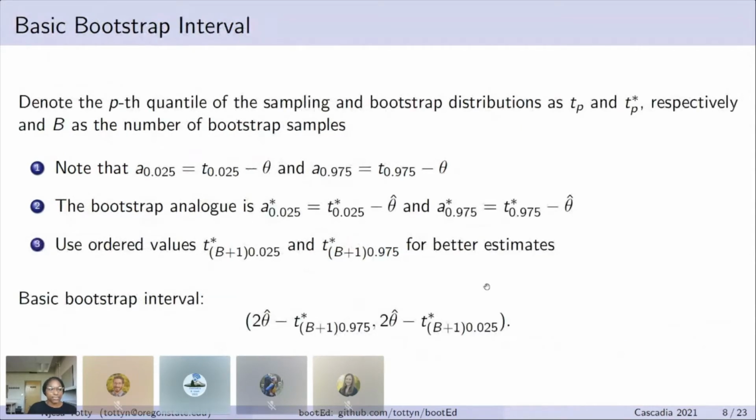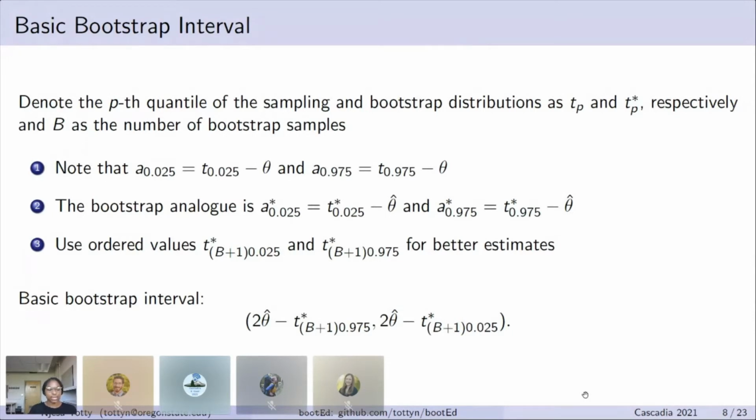For the basic bootstrap interval, this is obtained by first noting that the pth quantile of the shifted sampling distribution can be expressed as the pth quantile of the sampling distribution minus the population parameter. The pth quantile of the shifted bootstrap distribution can be similarly expressed as the difference between the pth quantile of the bootstrap distribution and the original sample estimate. After a little algebra, we obtain the final statement given here for the form of the basic bootstrap interval.